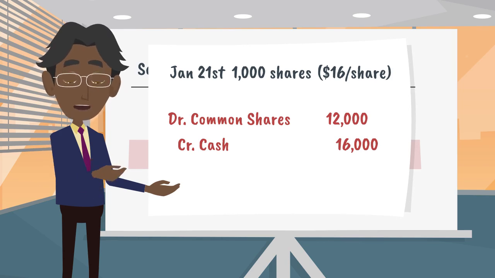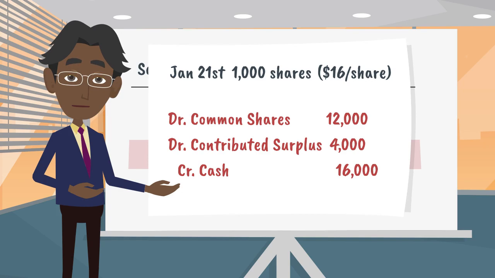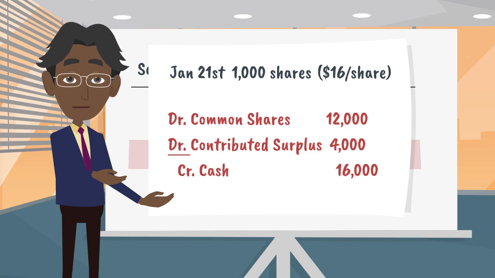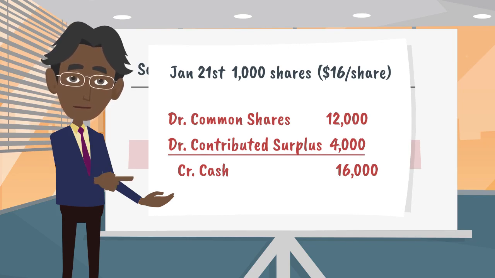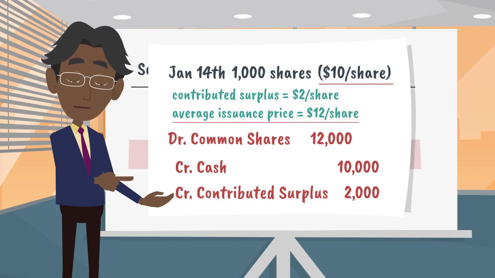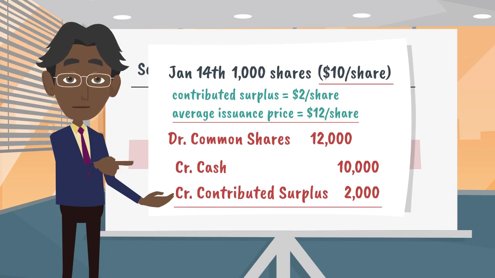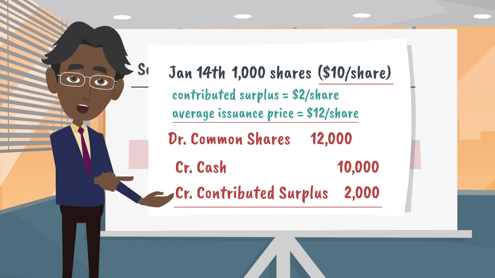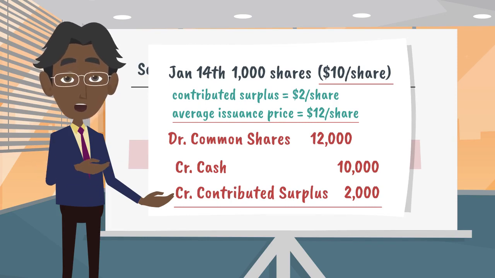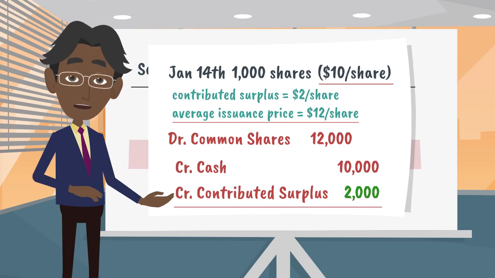Because the credit side is larger than the debit side, we need to debit the contributed surplus with the difference, which is $4,000. Hold on a second. Remember that the contributed surplus account only has a balance of $2,000 from January 14th. If you'll recall, at that time, shares were selling for $10 per share, while the average issuance price was $12. So you had accounted for the difference by crediting contributed surplus for $2,000. That means, of the $4,000 difference, we can only debit a maximum of $2,000 to contributed surplus, because that's the credit balance already in the account.